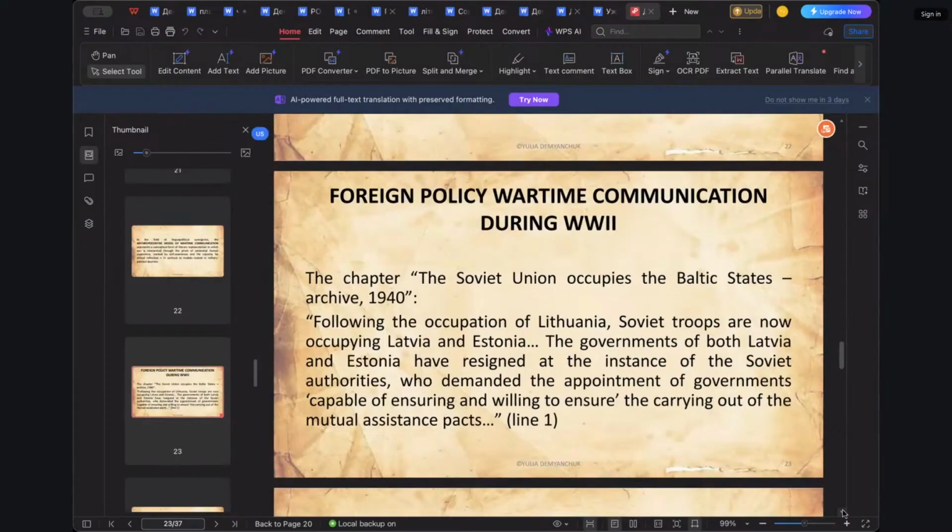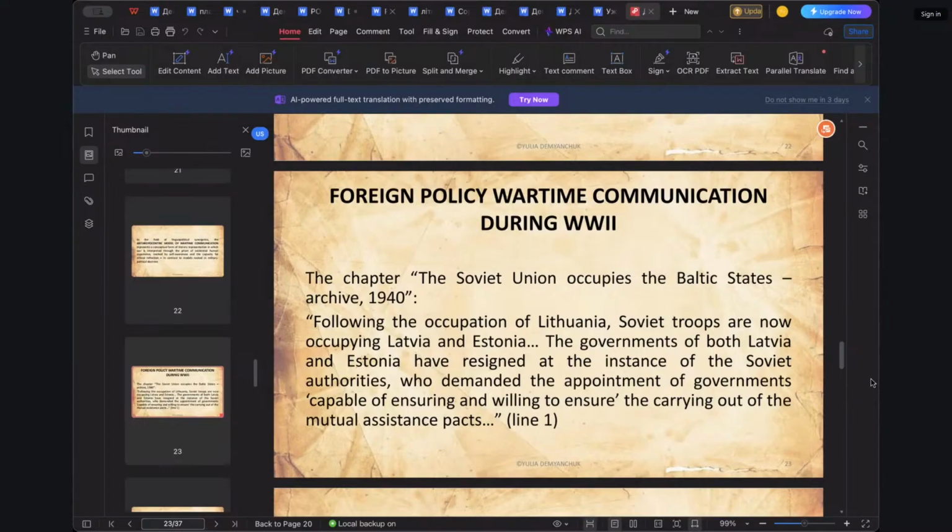And foreign policy wartime communication during World War II. Well, the chapter of the Soviet Union occupies the Baltic states, archive document 1940. Here is a very bright example from this archive document.